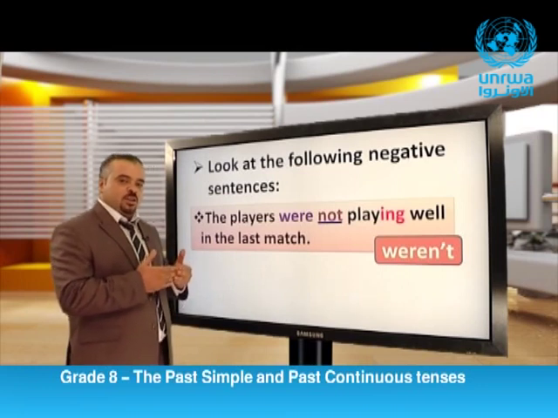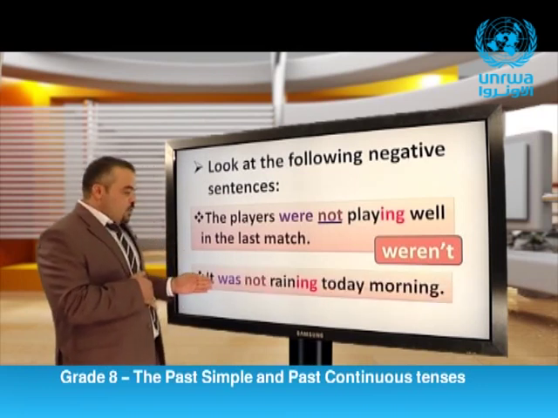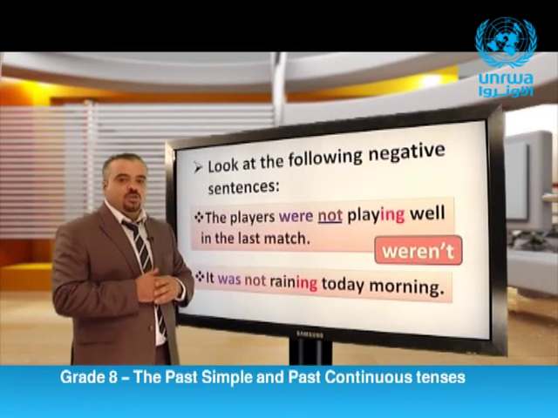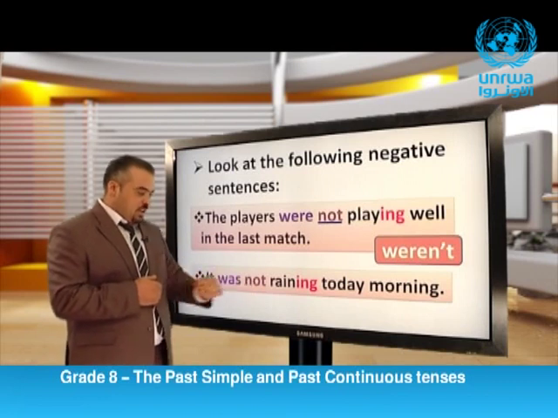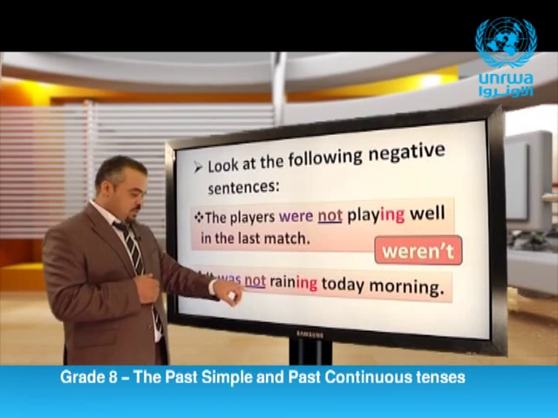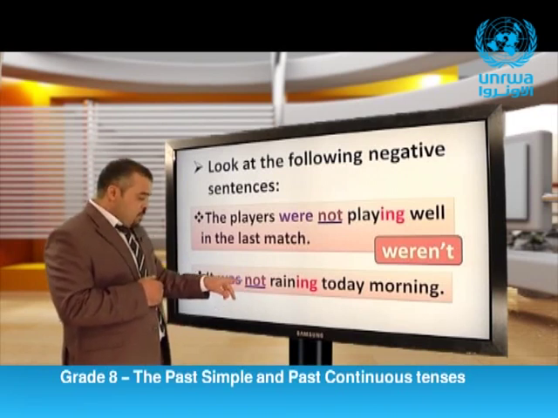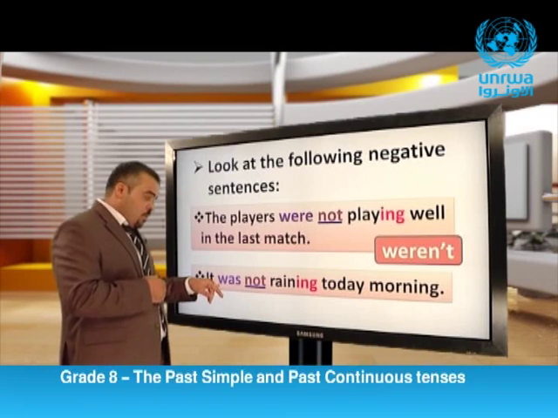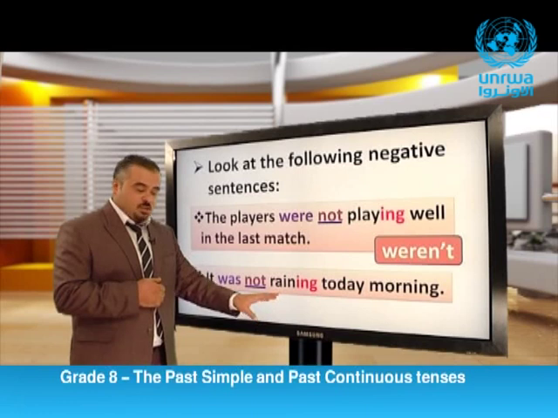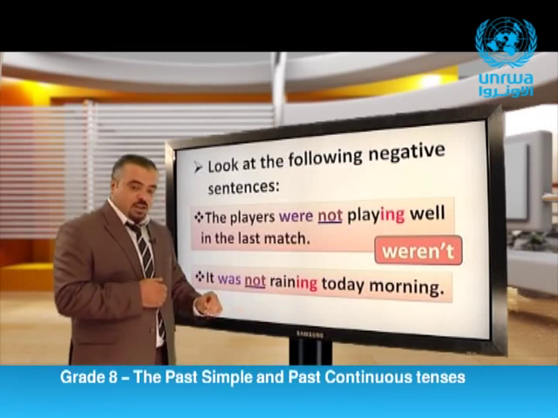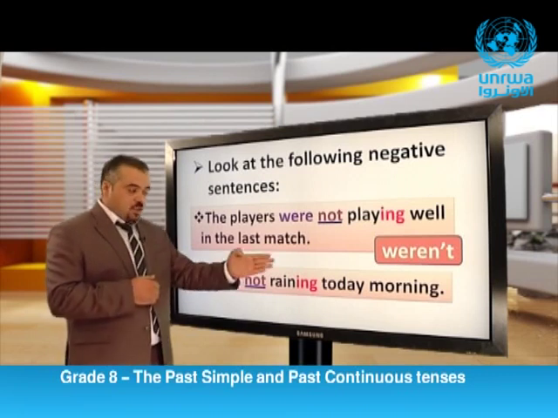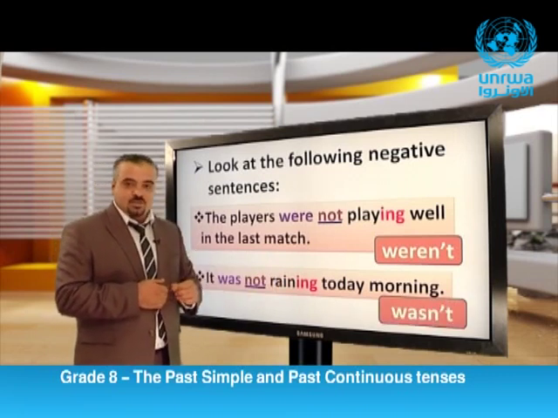And now let's move to the next sentence. It was not raining today morning. Was not raining. Look at not for the negative. It came between the helping verb and the main verb. Was not raining. And this is the full form, was not. Look at the short form, wasn't.